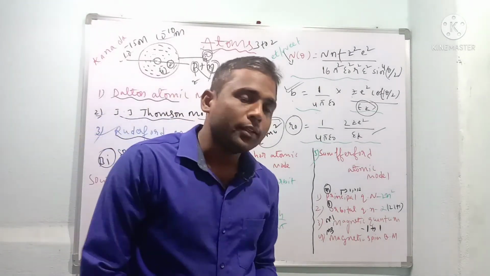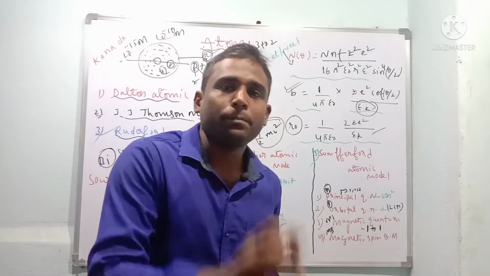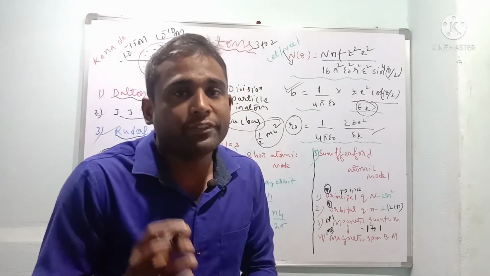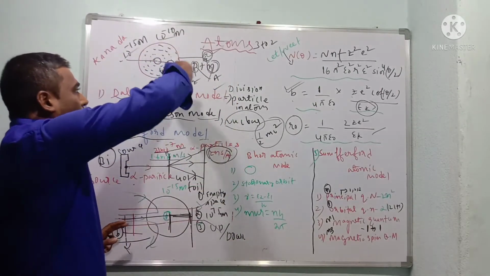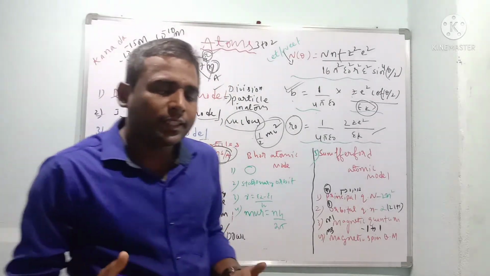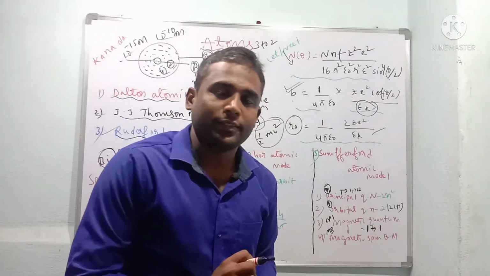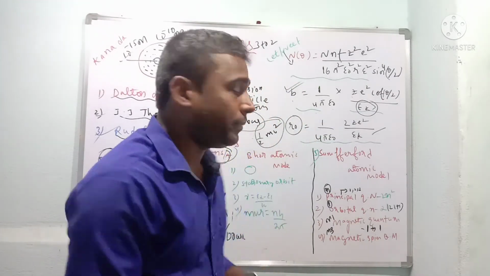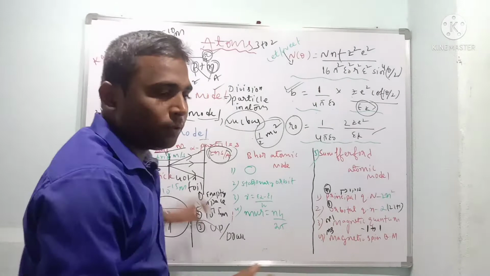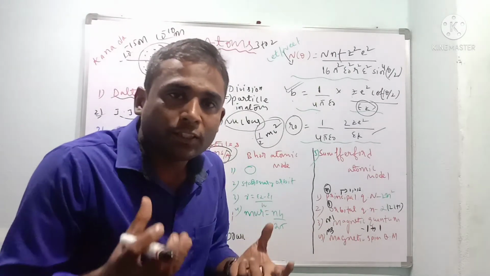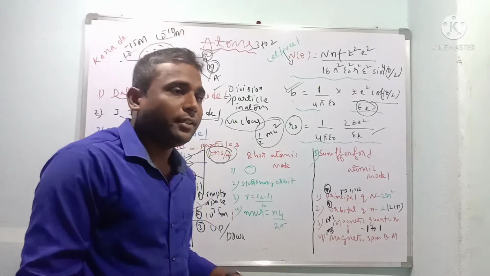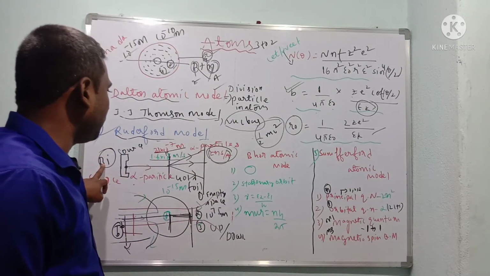Next, students, he failed to explain the negative energy of the electrons. That means when the electrons revolve around the atom, after a certain time they would fall into the nucleus. That was not explained by Rutherford. Also he had not explained the stability of the atom and the atomic spectra of the atom. So these are the failures of the Rutherford model.